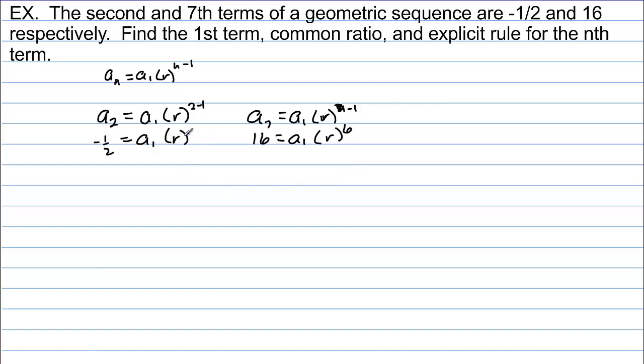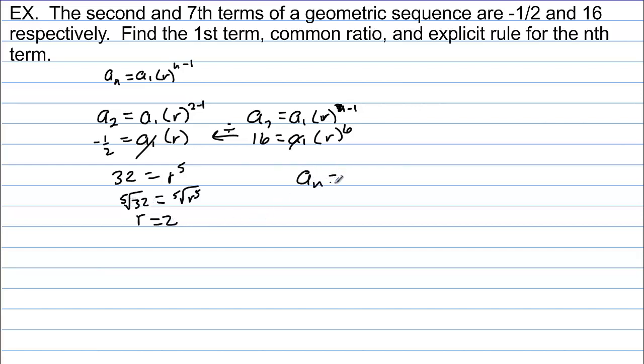If we take this equation, let's do it this way. If we take this equation divided by this equation, we get 16 divided by negative 1/2. That is actually 32. If we take a sub 1 divided by a sub 1, those cancel out. And r to the 6th divided by r is r to the 5th. So we can take the 5th root of both sides, and we find out that r is 2. The 5th root of 32 is 2.